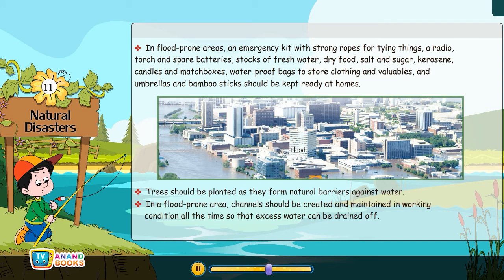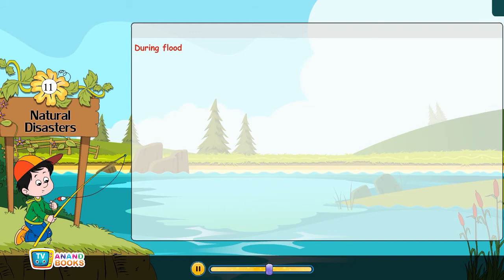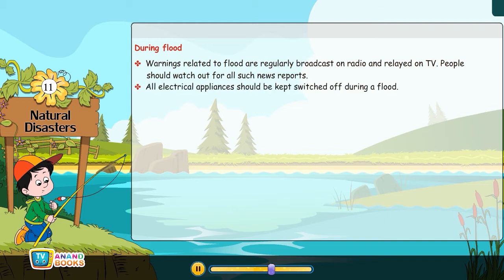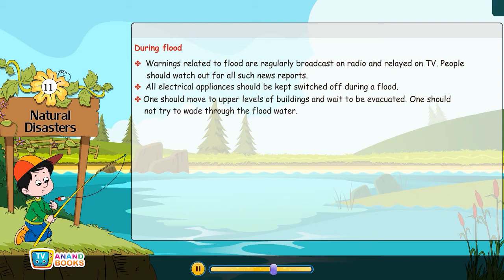In a flood-prone area, channels should be created and maintained in working condition all the time so that excess water can be drained off. During flood, warnings related to flood are regularly broadcast on radio and relayed on TV. People should watch out for all such news reports. All electrical appliances should be kept switched off during a flood. One should move to upper levels of buildings and wait to be evacuated. One should not try to wade through the flood water.